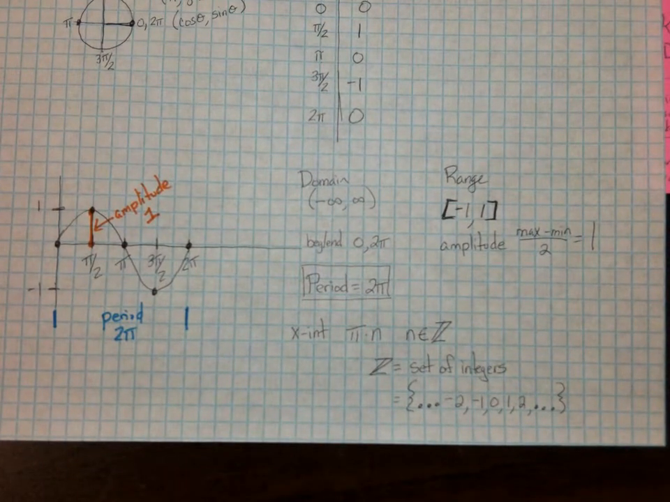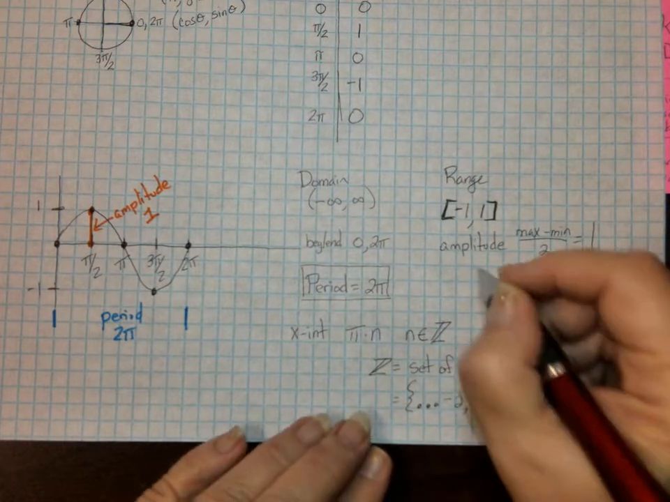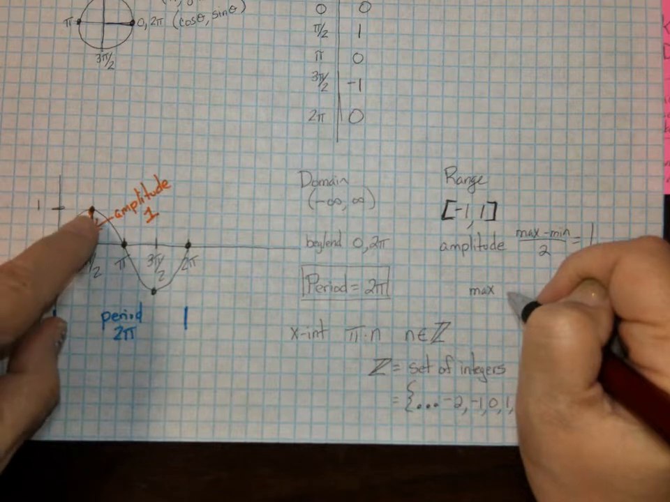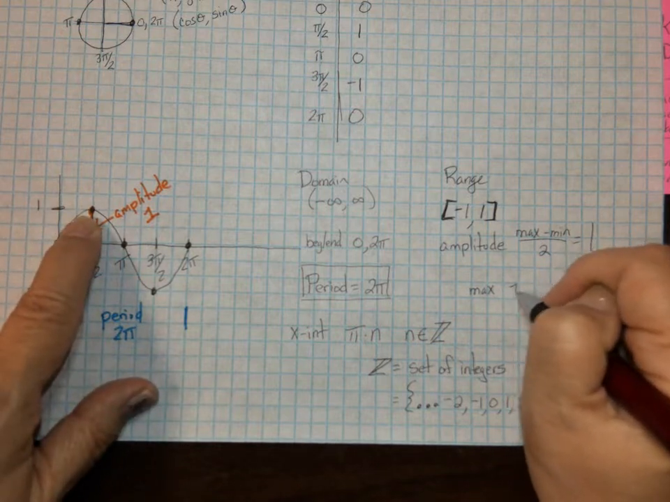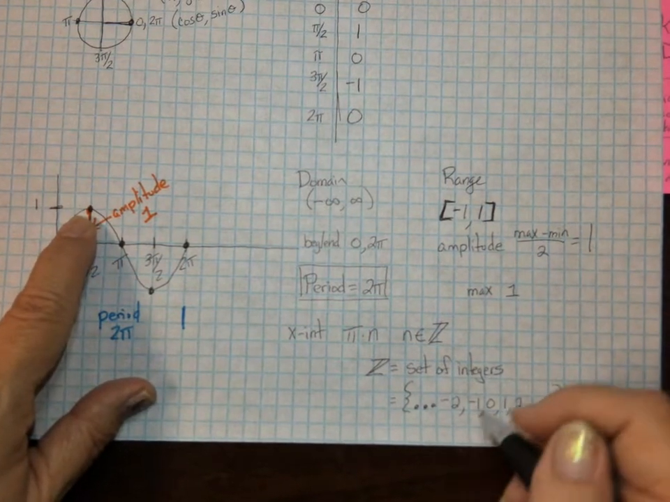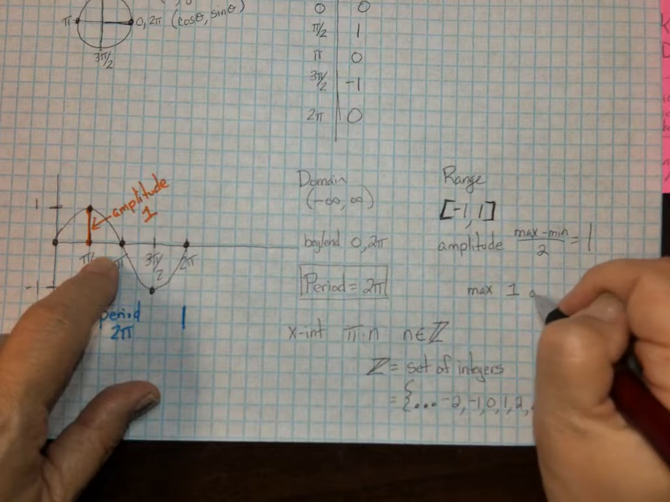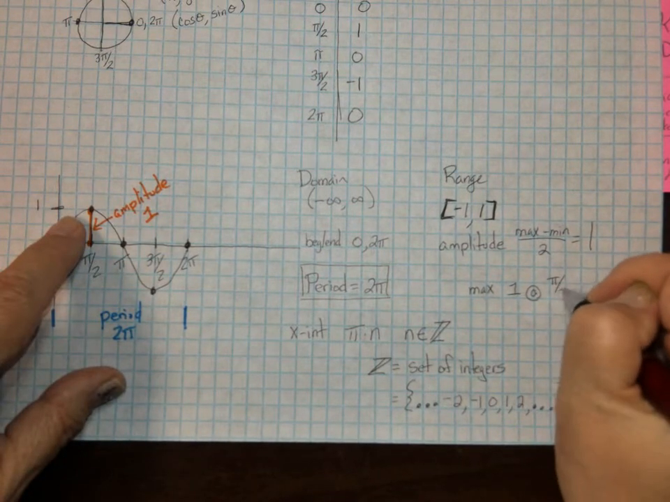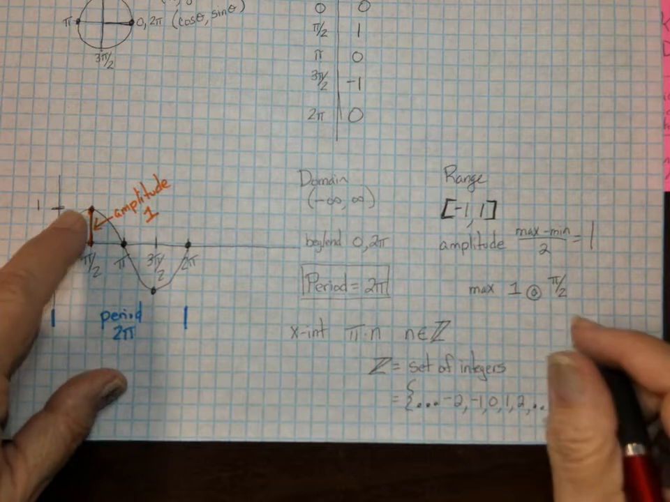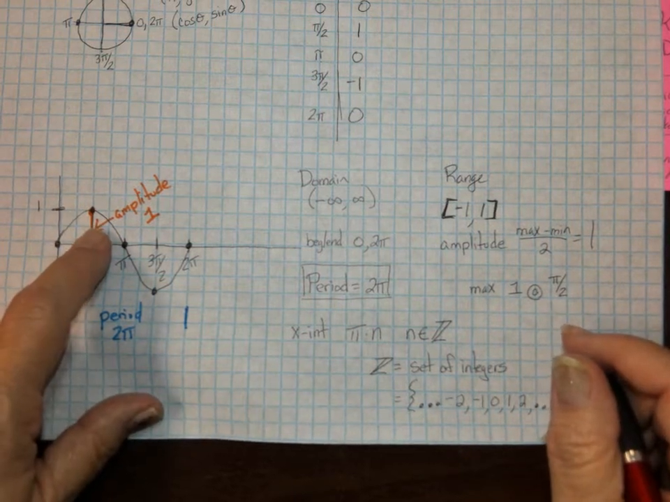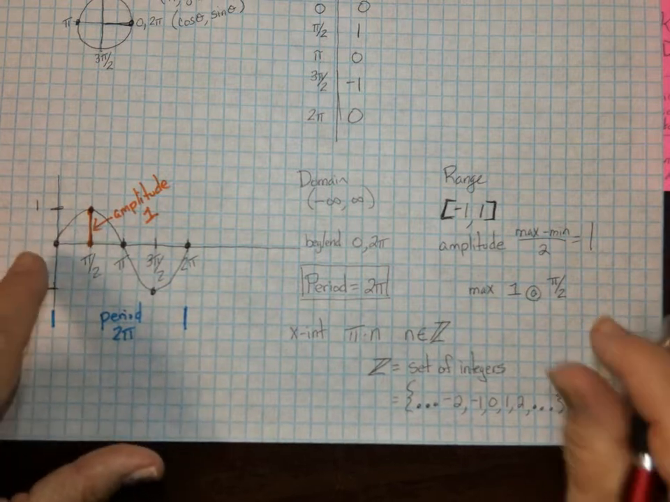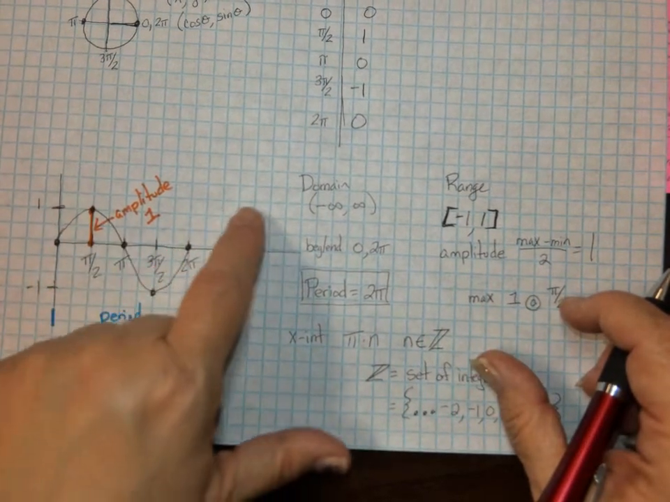Alright, so let's talk about what the max and the min values are and where they occur, right? So there's a maximum. The maximum output is 1. But where does that happen? That happens at pi over 2. And then, is this graph ever going to reach 1 again? It is, right? If it keeps doing the wave.